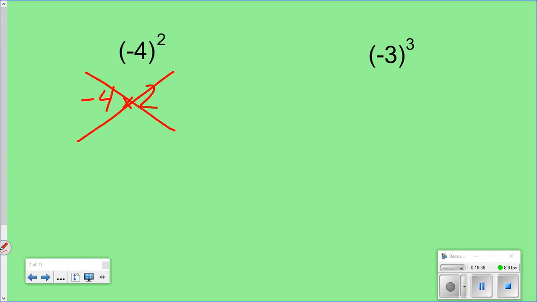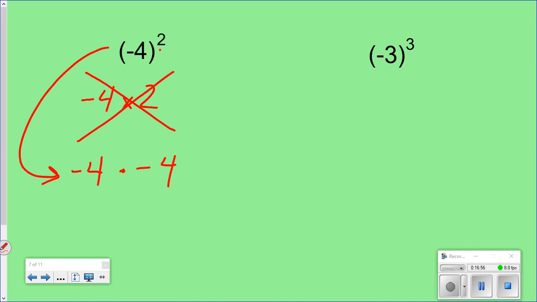So if you're in your notebook, you better get yourself an example written down. -4 to the second power looks like this: -4 times -4. That negative is carried the whole way. You never drop it. So -4 to the second power looks like this.